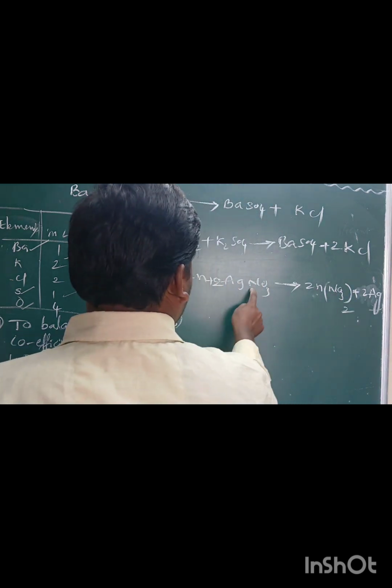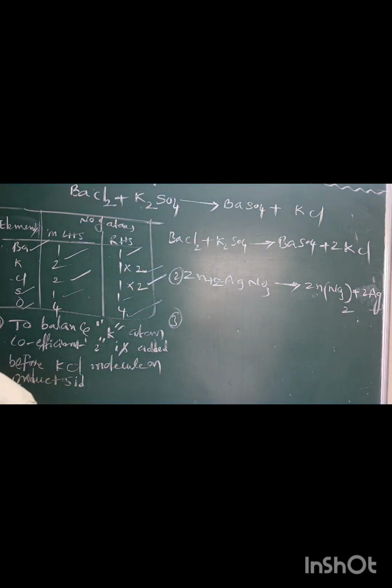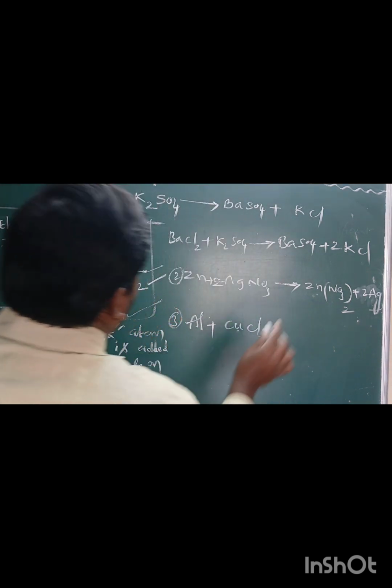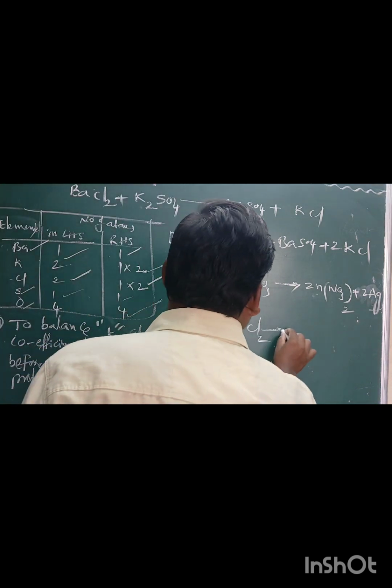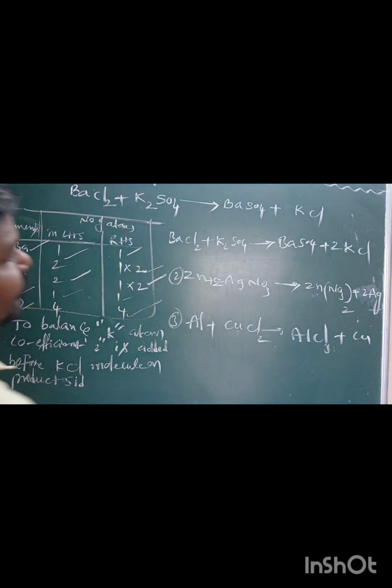ZnNO3 taken twice, 2NO3, 2 3s are 6, 2 3s are 6, balanced. Like that, aluminum combines with copper chloride to form aluminum chloride and copper. How to balance this equation, sir?